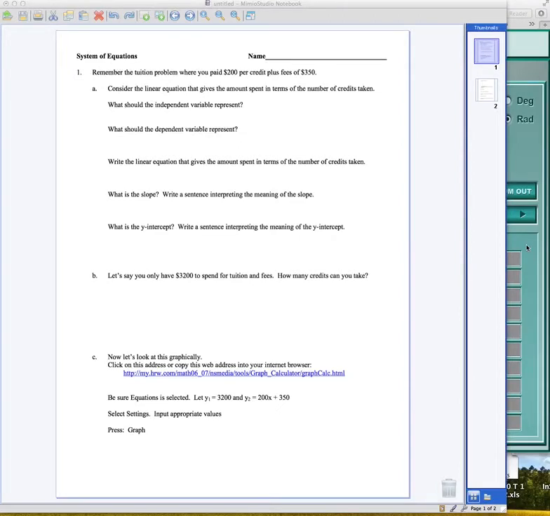Here's a guide through that first system of equations assignment. Consider a linear equation that gives the amount spent in terms of the number of credits taken. So what should be the independent variable? Well, the independent variable is usually the one that can change. So that would be the cost per credit. Alright, what should represent the dependent? Well, that would be the total cost of tuition. So I'll just put tuition total.